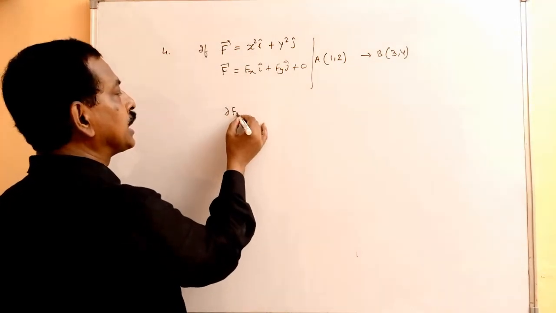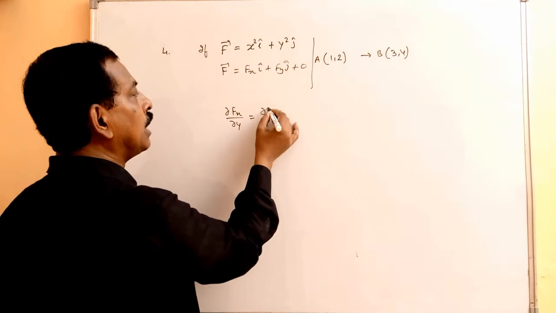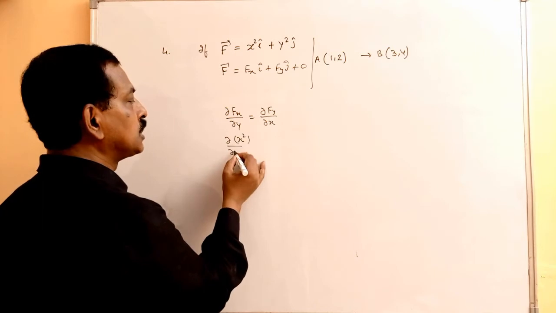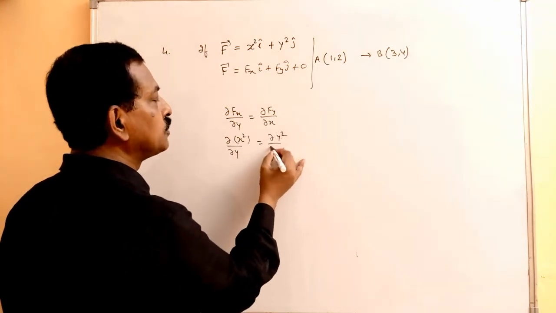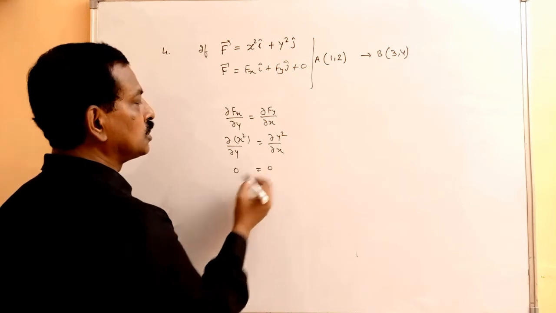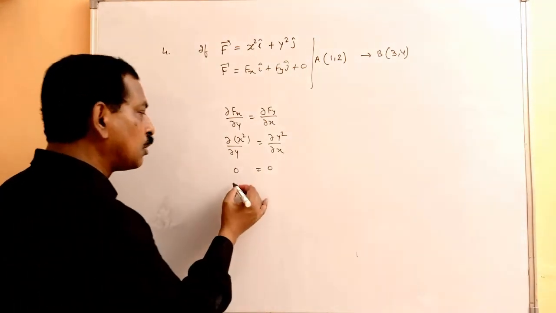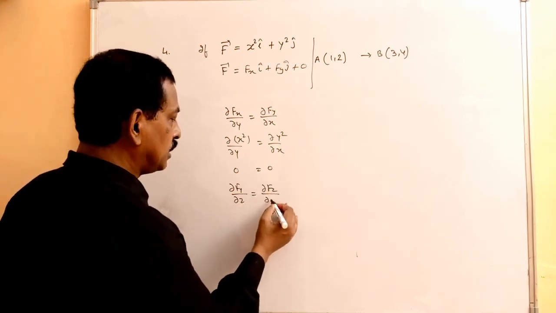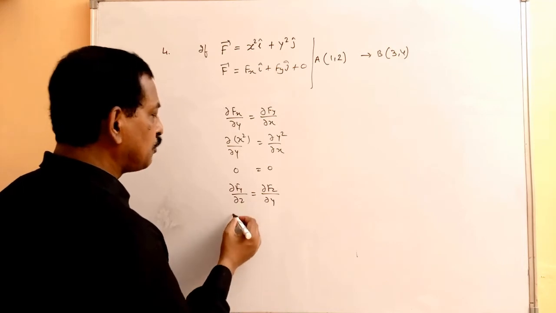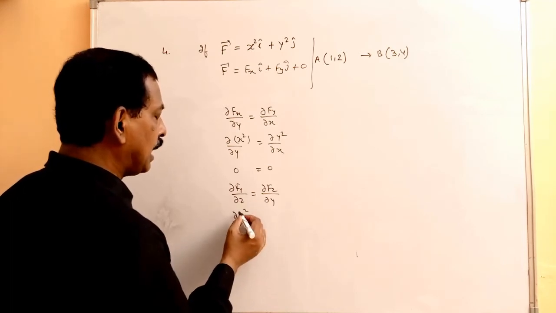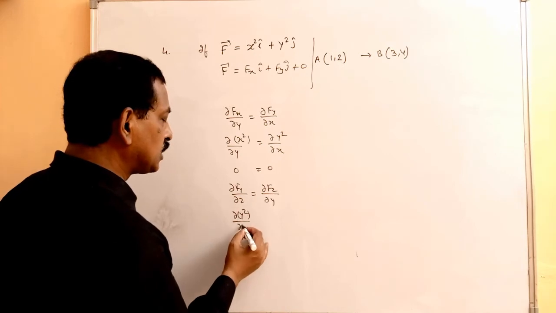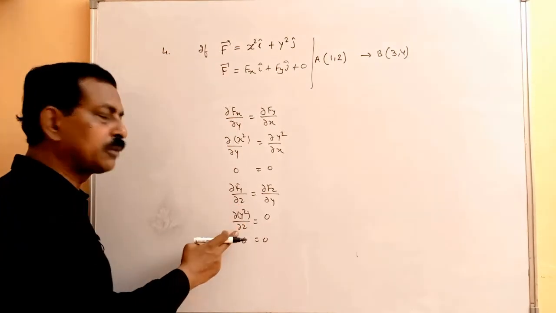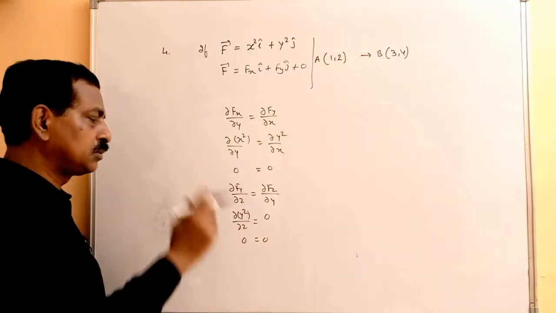Now ∂fx/∂y and ∂fy/∂x. This is your x² differentiated with respect to y, and this is y² differentiated with respect to x. So it is 0, and this is also 0. Let's now take ∂fy/∂z and ∂fz/∂y. So this fy is your y², and we are differentiating it with respect to z. This is 0, because you are differentiating y² with respect to z partially. So in that case, it will be 0.